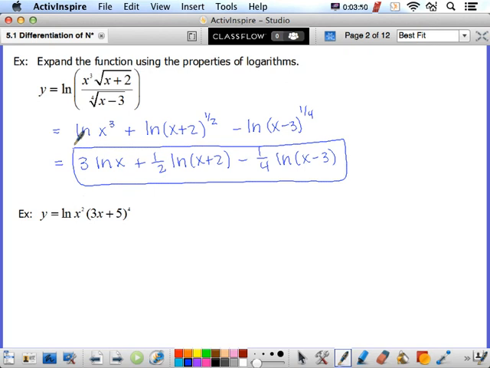And technically, I didn't put it there, but really, there is an understood parentheses right there. Both of those things are attached to the natural log. So if we expand this guy as far as we can, did you get 2 natural log of x plus 4 natural log of 3x plus 5? Yes. And that is as far as it goes. And that is expansion of logarithms.